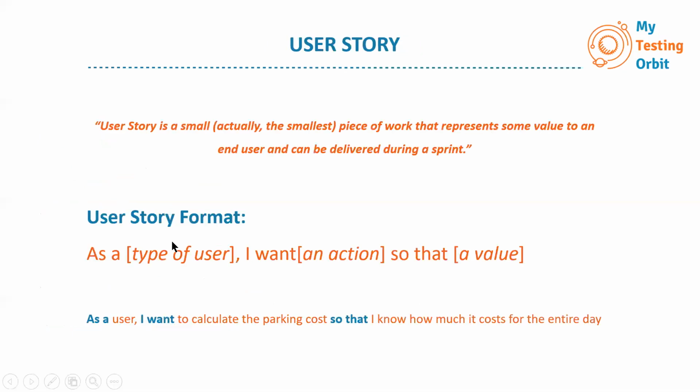Okay, so usually the user story format is like this: as a what kind of user, I want an action, what that type of user wants, so that a value.